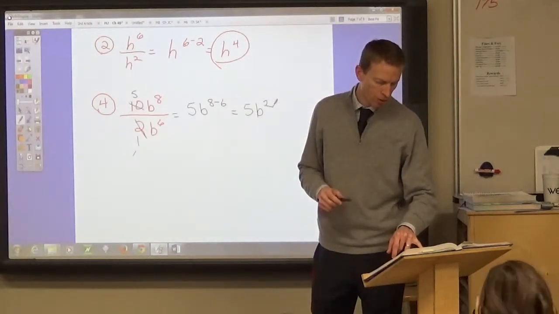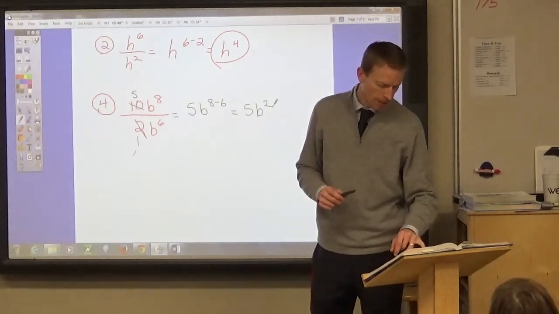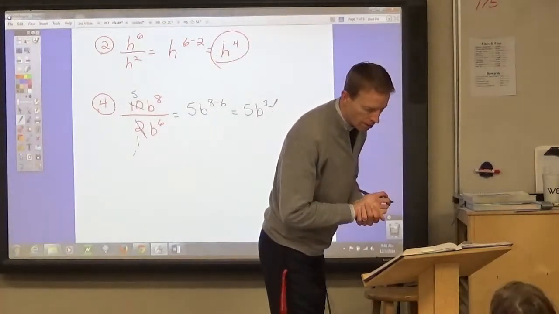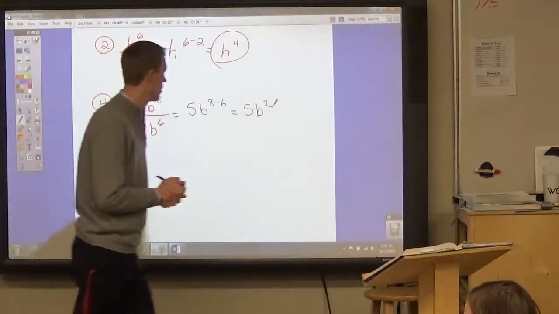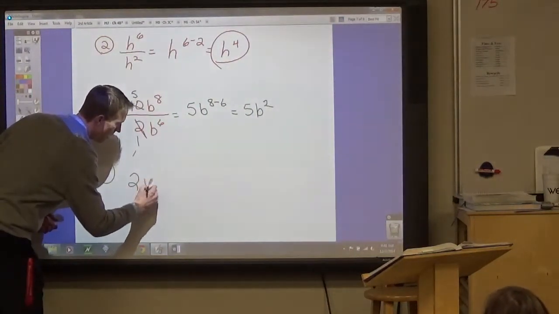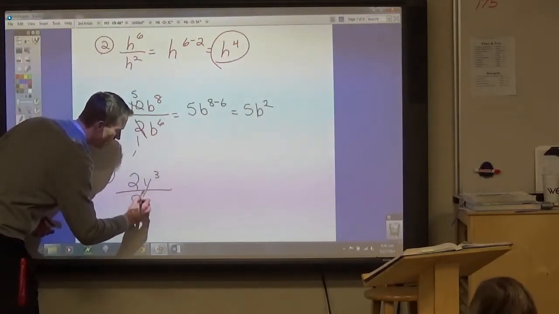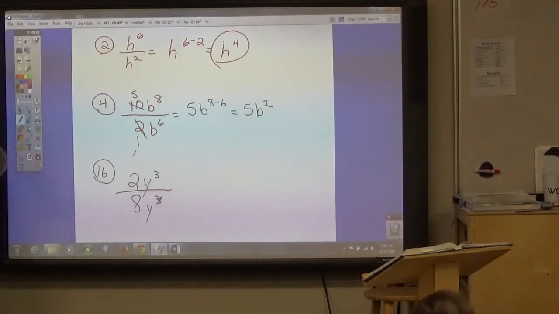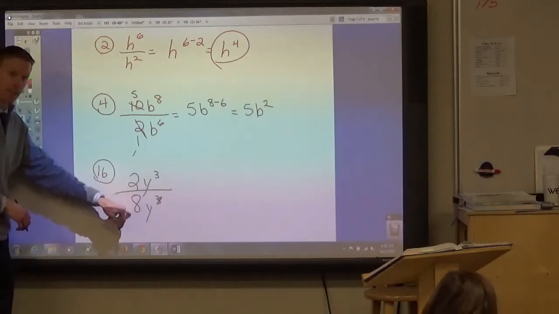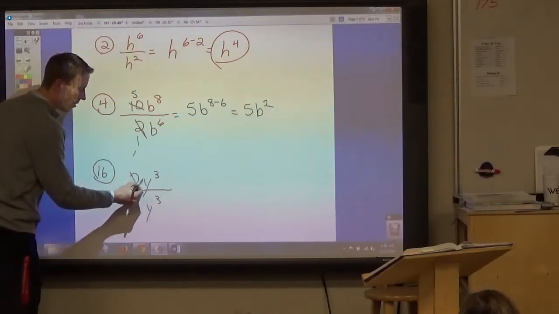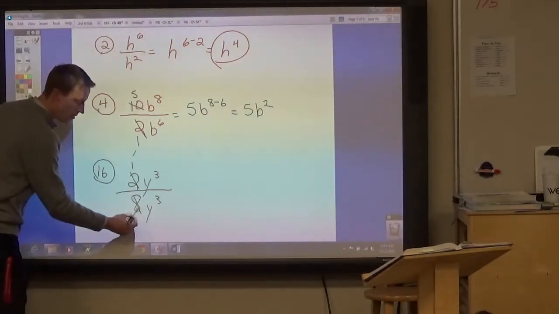Let's skip to number 16. 2y to the third over 8y to the third. Henry? You take away 2. Yeah, we can factor a 2 out of the 2 and 8. So we're left with 1 and 4.